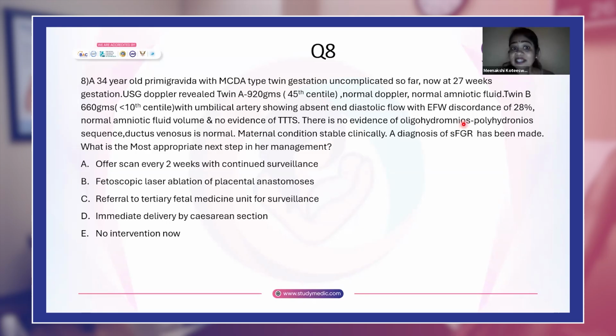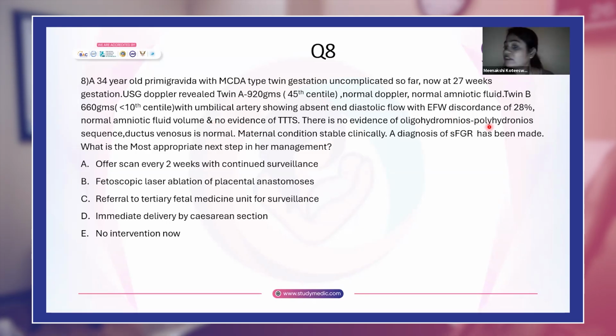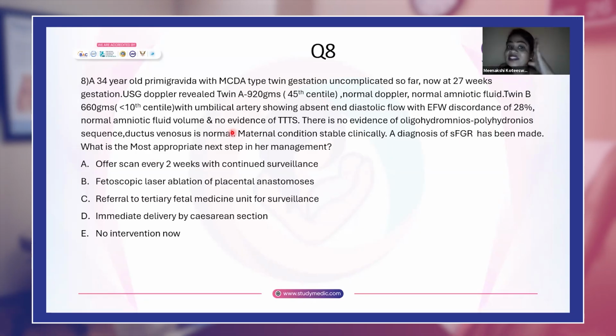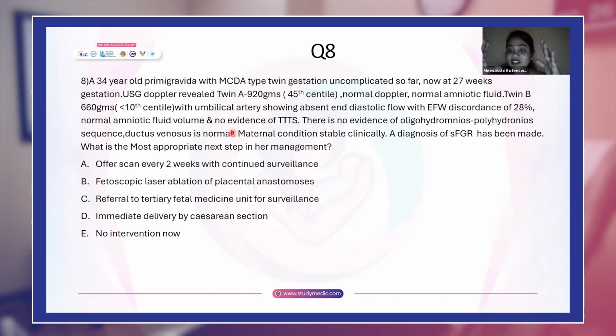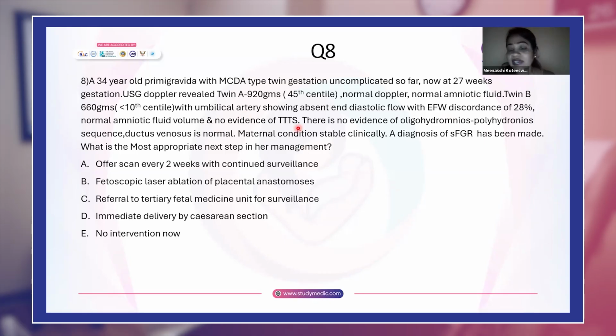Abnormal Dopplers, there's an early onset here, and there is no evidence of any TTTS. There is no evidence of oligohydramnios, polyhydramnios sequence. So when you get such things, you need to understand whether it's TTTS or whether it's a growth restricted pattern that the baby is following, selective growth restriction. So they have clearly given that there is no evidence of any kind of TTTS or fetal abnormalities. Only they say that the discordance is 28%, and they have made a diagnosis of selective fetal growth restriction, and the maternal condition is stable.